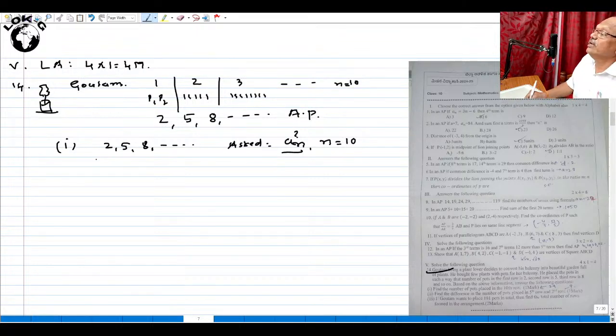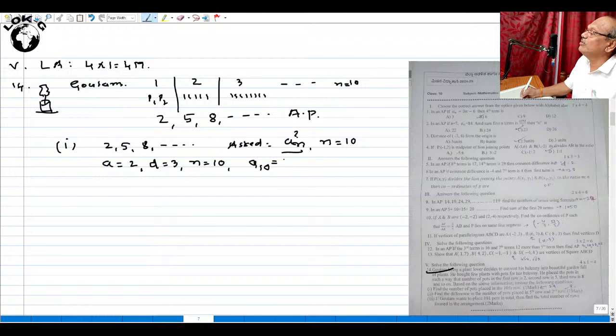Okay. Here collect the data again. It is a problem of the nth term of an AP. We have reduced it to the nth term of an AP. a is equal to 2. d is equal to, again you use the formula, 5 minus 2 is 3. Common difference, second term minus first term. And here 10th row means n is equal to 10. What you are asked to find out? Find a10. What is the formula you have? an is equal to a plus n minus 1 into d.